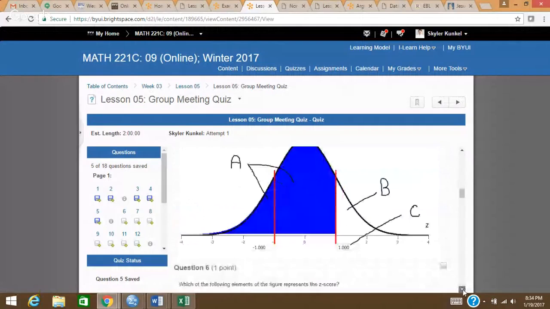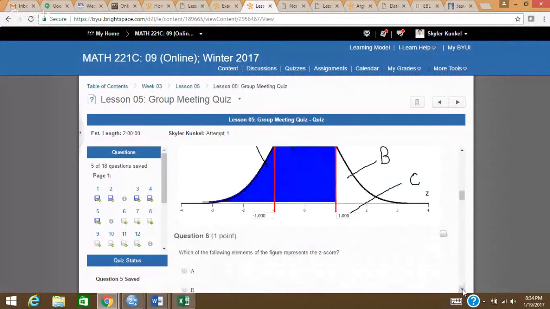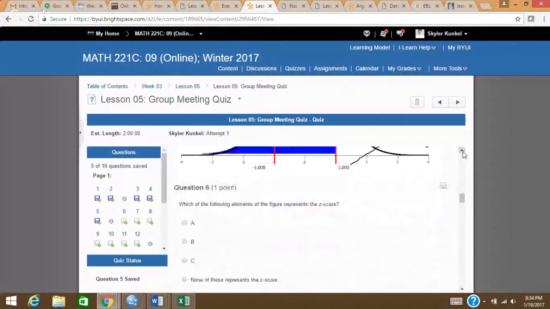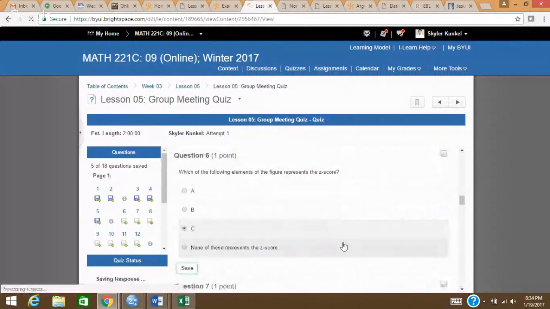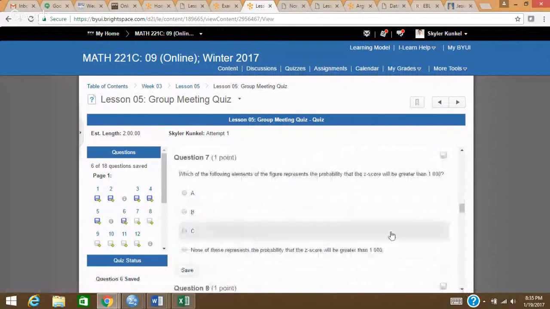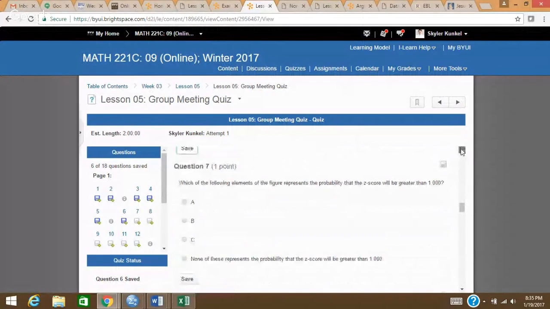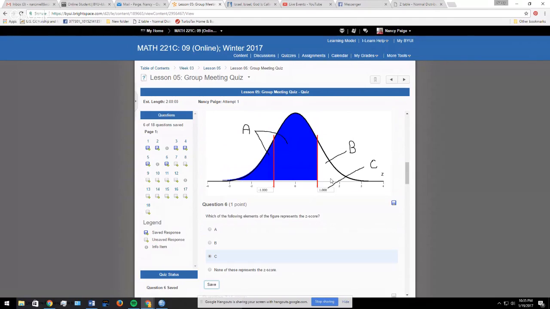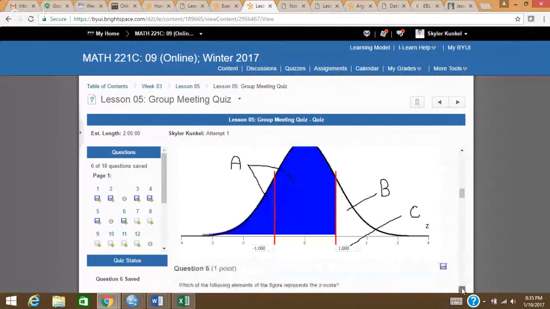Which of the following elements of the figure represents the z-score? C, isn't it? Uh-huh. Which of the following elements of the figure represents the probability that the z-score will be greater than 1? B. Yeah, I think it's B.